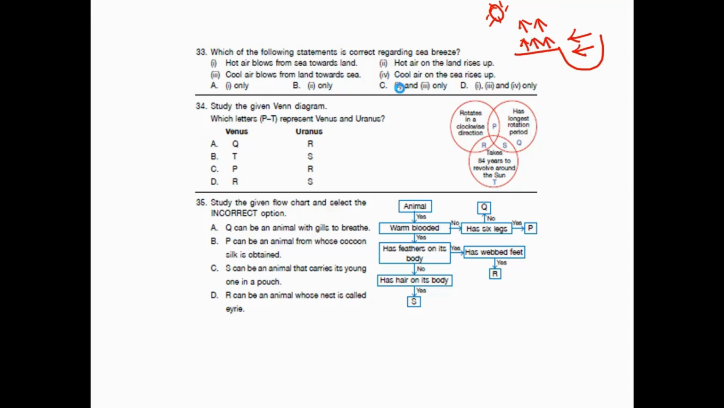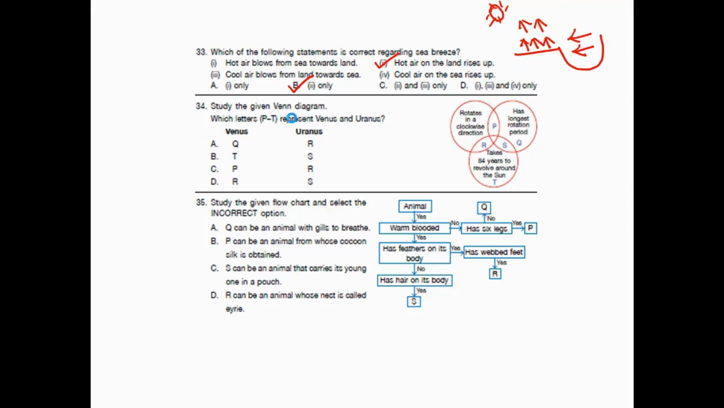So here in all these options, the correct option will be option number 2. Why? Because it says hot air on the land rises up. This is the correct one, because during the sea breeze, the hot air over the land rises up, and the cool air from the sea takes the place of this hot air, right? So option number B is the correct one.